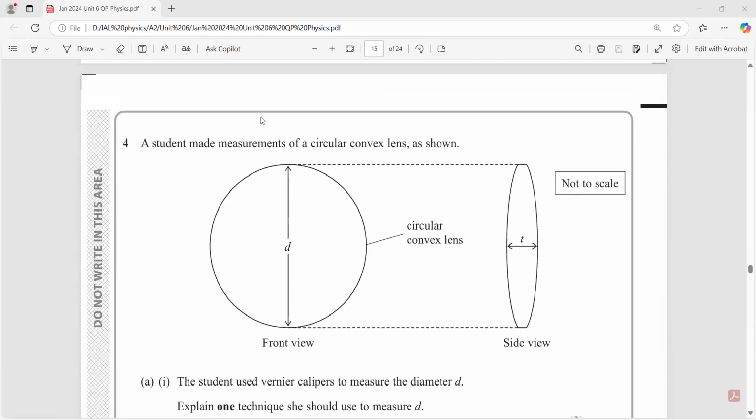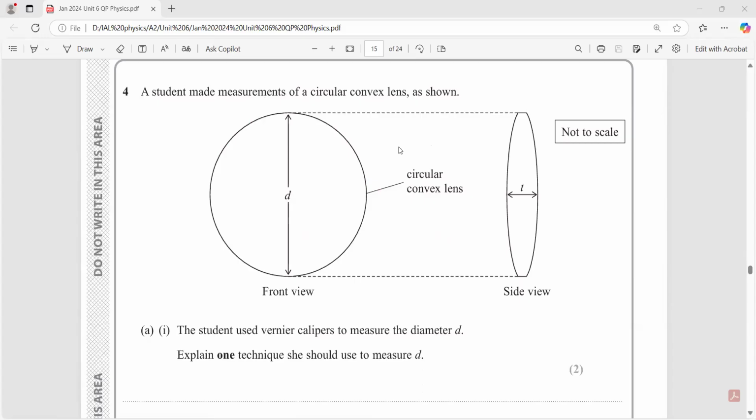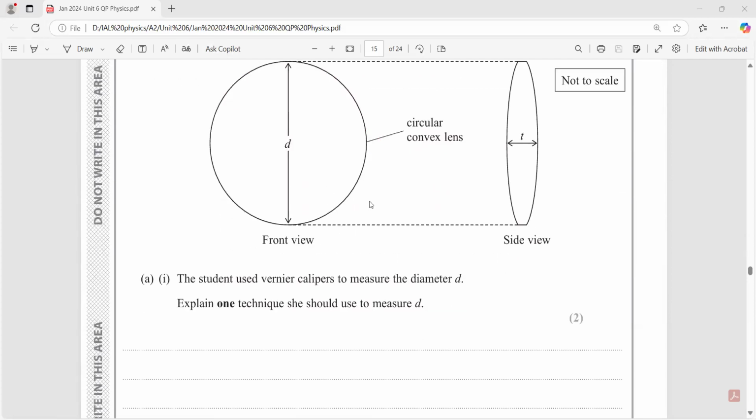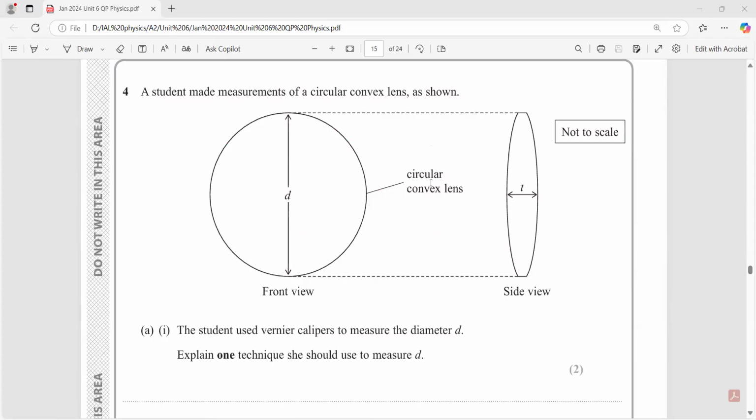In question 4, a student made measurements for a circular convex lens. As you can see, from the front view and a side view, he measured a diameter and he measured the thickness. The student used a vernier caliper to measure the diameter. One technique: when you use a vernier caliper or a micrometer, you should fix the object between the jaws and repeat the procedure with different orientations.